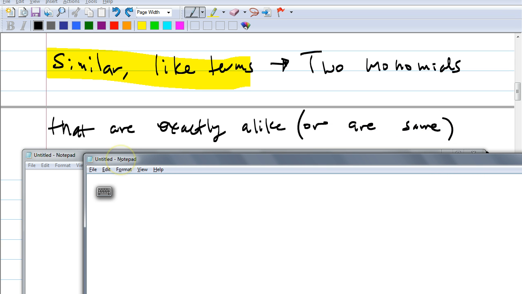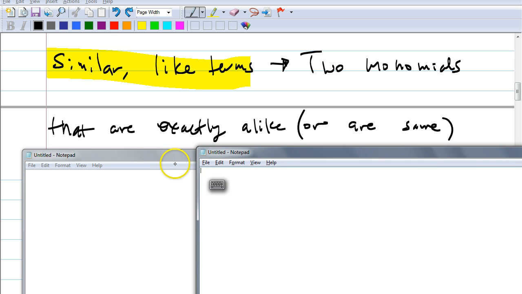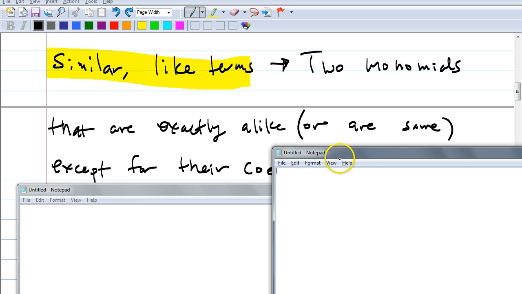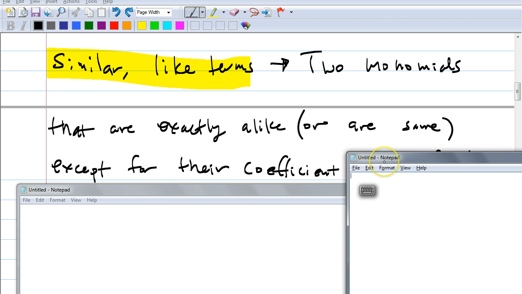And if I stopped here, it'd be wrong, right? Except what? Except for their coefficient. Chairman is correct. Okay. Except for their coefficient. Does that make sense? You know what I'm talking about here? Because then this covers all the cases we just talked about, right? They have to look exactly the same except for their coefficient.